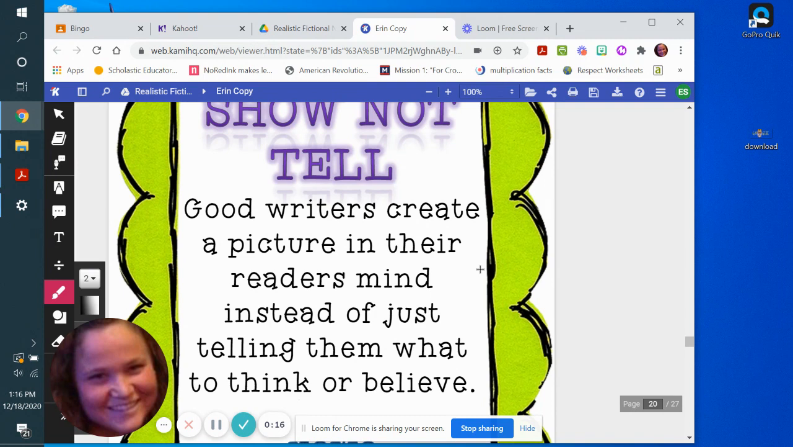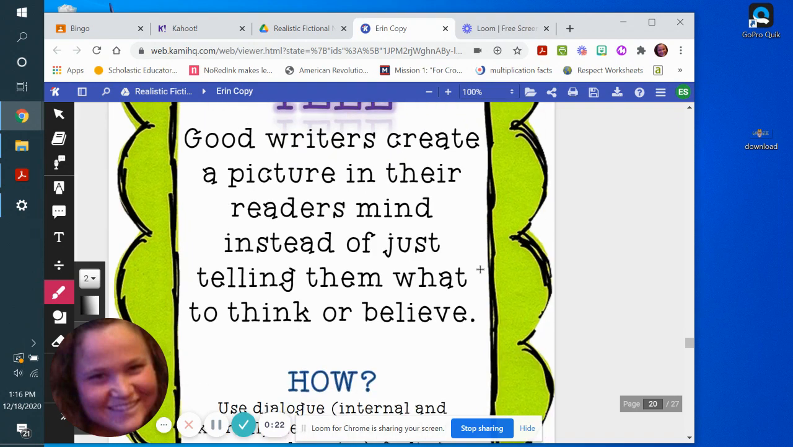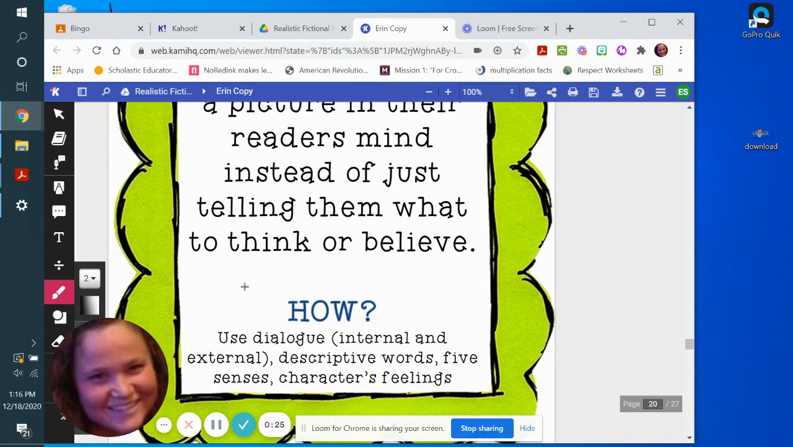Today we're going to do show not tell, which is one of my favorite things that we get to do this week when we're editing our rough draft. Good writers create a picture in readers' minds. You don't just want to tell them, you want to show them what's happening in your story. So, how do we do that?